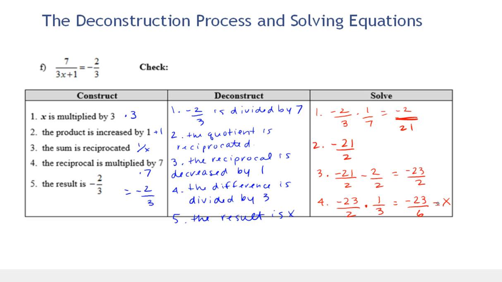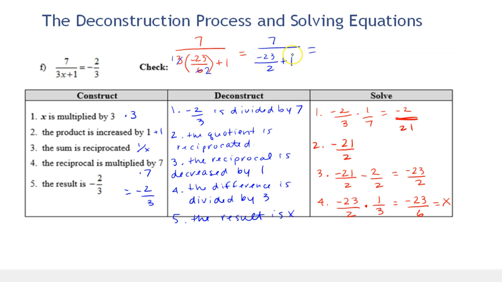Now let's check it. Okay, so I'm going to need some space. I'm going to put the 7 up here, 3, and now we have negative 23 over 6 plus 1. Okay, now let's simplify this. Now we perform any operations in the numerator or denominator before we divide, so we're going to start here. I want to multiply this, but they have a common factor of 3, so I'm going to cancel that out. So now we have 7 over negative 23 over 2 plus 1.